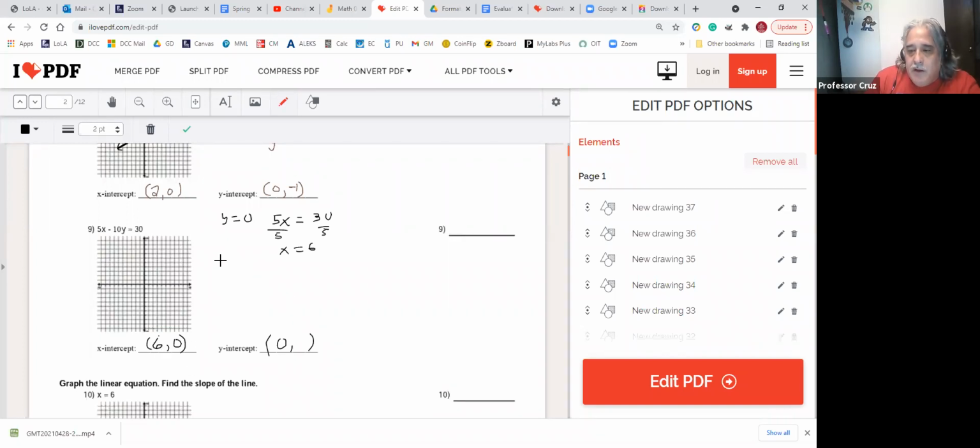The y-intercept is going to be, let x equal 0. So this is going to be gone, and I'm just going to have negative 10y equal to 30. So there's our intercept.